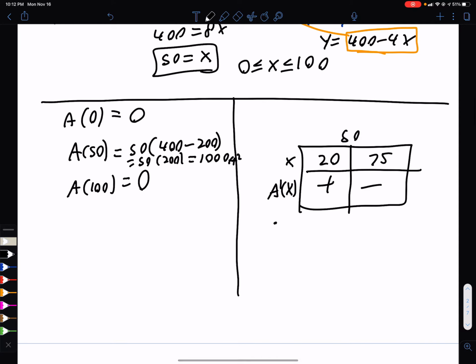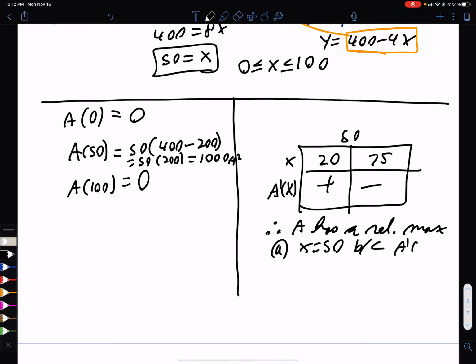So therefore, A has a relative max at x equals 50. Why? Because A prime of x changes from positive to negative at x equals 50.